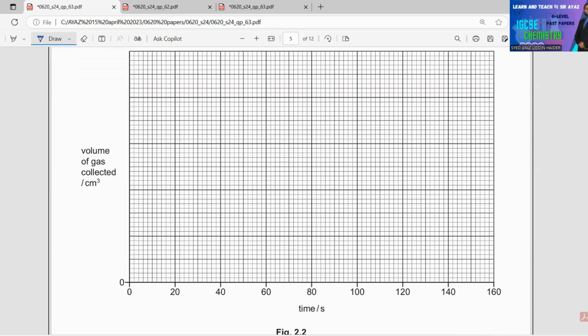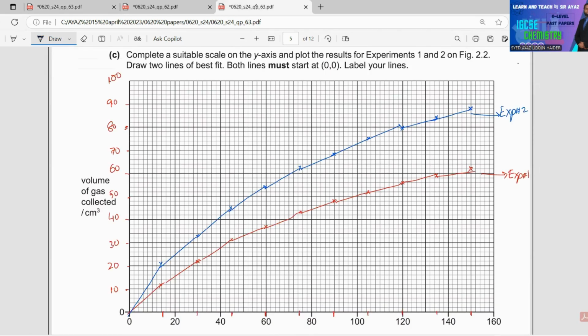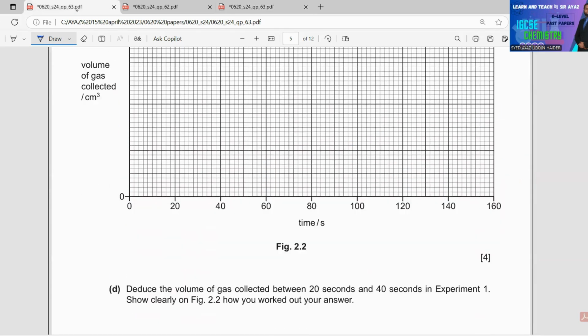So for your convenience, I've already drawn this graph. The graph will be like that. For experiment 1, shown with a red line, I plotted the graph and we are having best fit lines for experiment 1 as well as for experiment 2. For experiment 2, I've used blue color, and for experiment 1, I've used red. So this will be the final graph you will be obtaining for both experiments. Moving to next part.